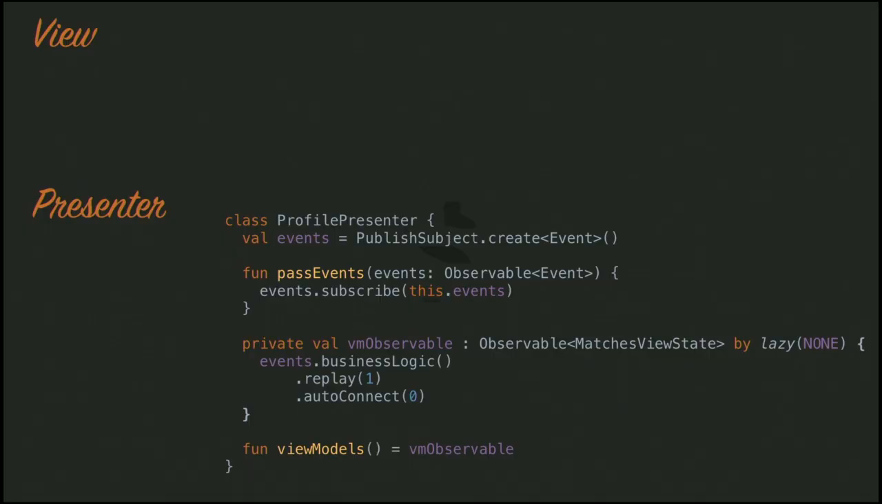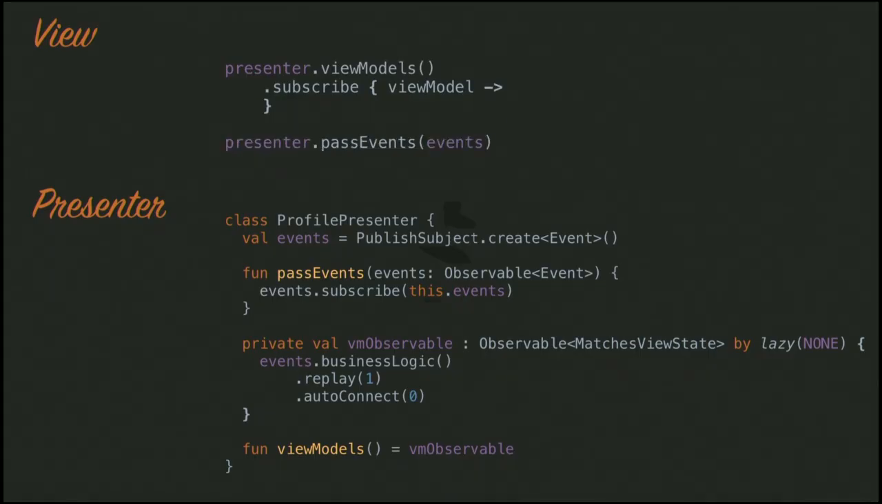At work, we don't really care about config changes, so we don't do this anyway. And so on the call side, in this case, you'd have to first listen to the view models, and then pass the event. So the ordering is important because otherwise you might pass an event and a view model will be emitted before anyone is actually listening to it, so the view model could be emitted into the void.